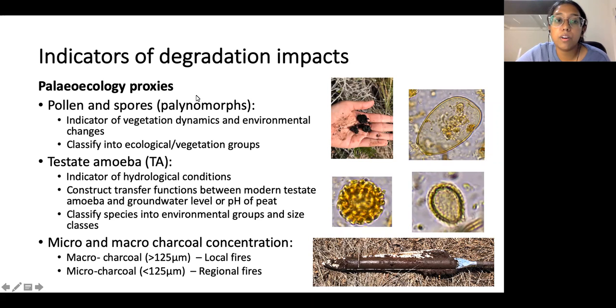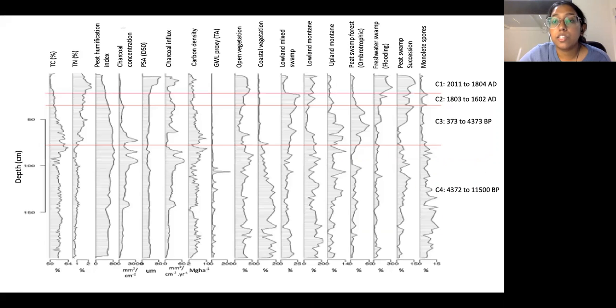Things like pollen and spores are really good indicators of vegetation dynamics and environmental changes. If you group the different species that you identify into different ecological vegetation groups, it can also provide understanding about the moisture and the peat conditions. For the Sabangau peatland initial data, I grouped them into different vegetation or forests. We have things like coastal vegetation, open vegetation that you usually see when there's a lot of degradation. We also have lowland mixed swamp that can tolerate fluctuating conditions and so forth.